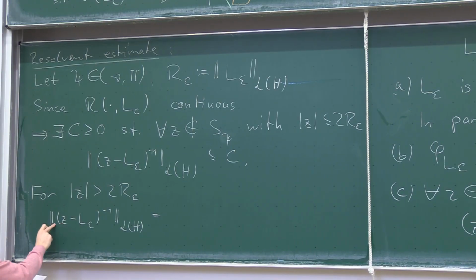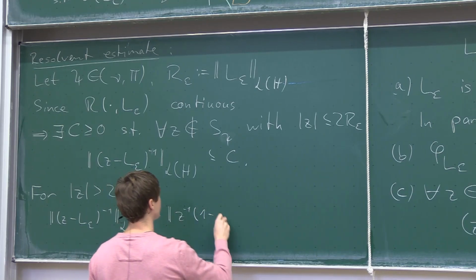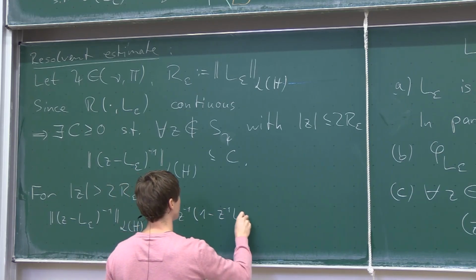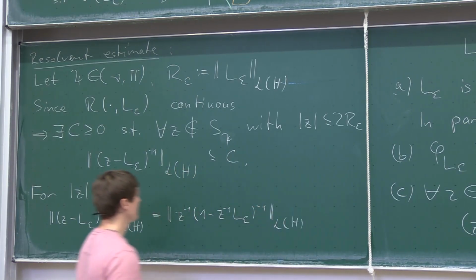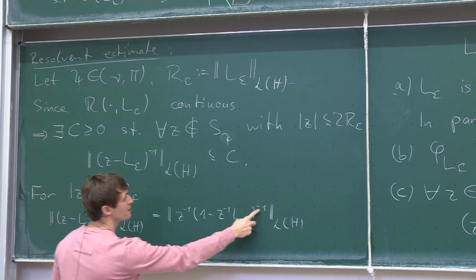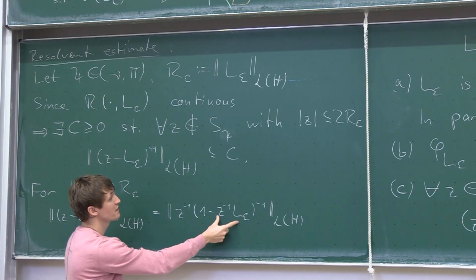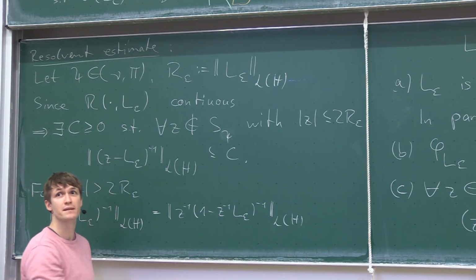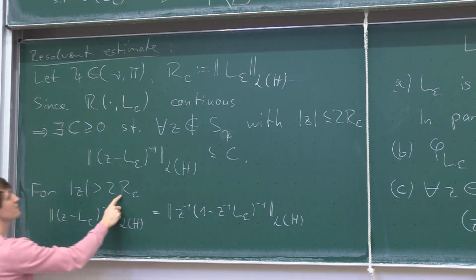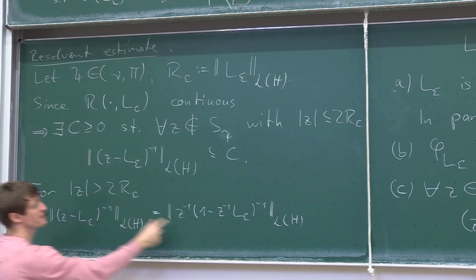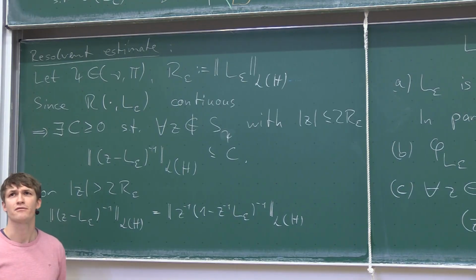Then I take out the z here, and this is the same as z inverse times the inverse of 1 minus z inverse multiplied by the operator L epsilon. Okay, now I have here the inverse operator of identity minus some bounded operator, and this bounded operator here has operator norm less or equal than 1/2, right? Because the modulus of z is larger than 2 times the operator norm of L epsilon. So in particular, this means that the operator norm of this operator is less or equal than 1/2.